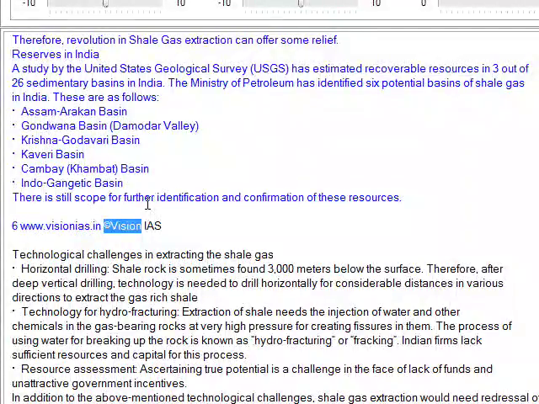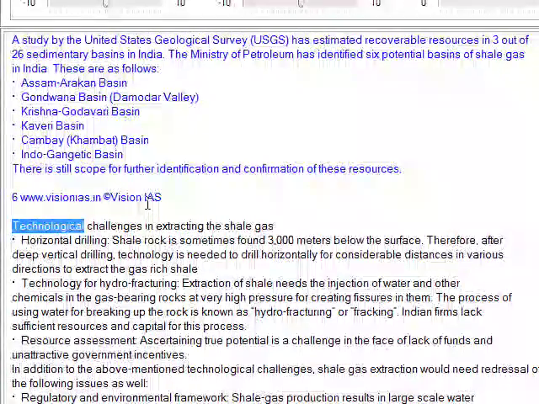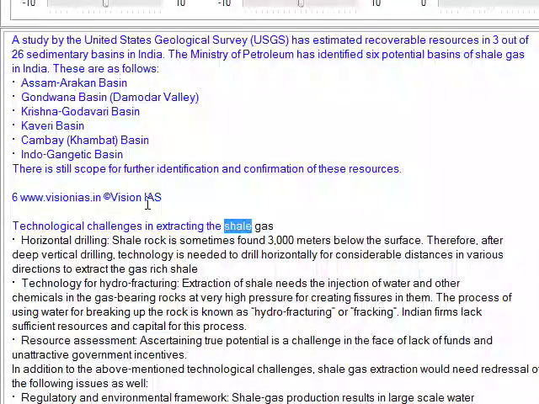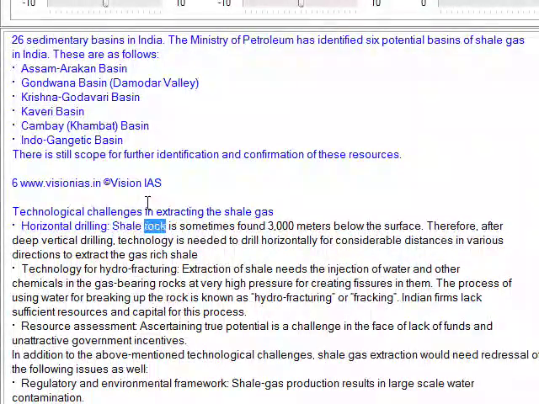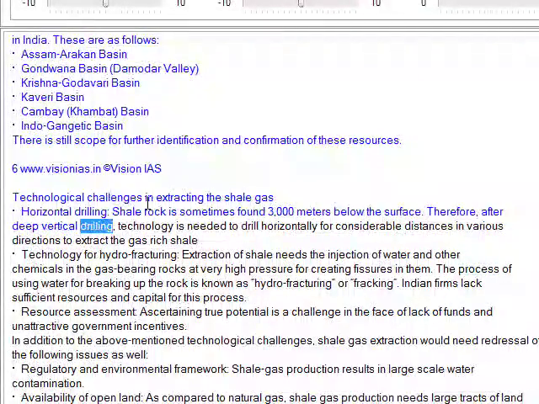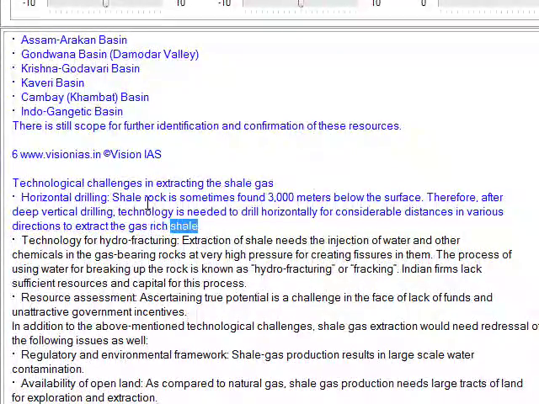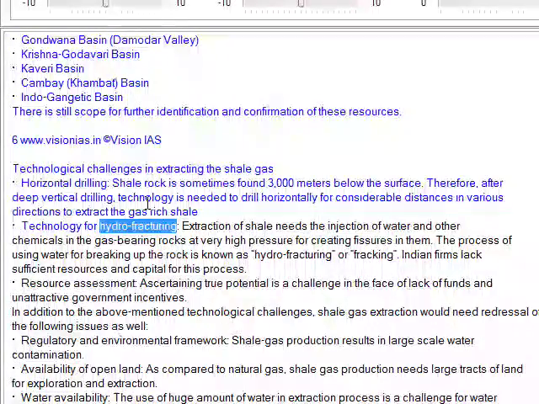Technological challenges in extracting the shale gas. Horizontal drilling. Shale rock is sometimes found 3,000 meters below the surface. Therefore, after deep vertical drilling, technology is needed to drill horizontally for considerable distances in various directions to extract the gas-rich shale. Technology for hydrofracturing.